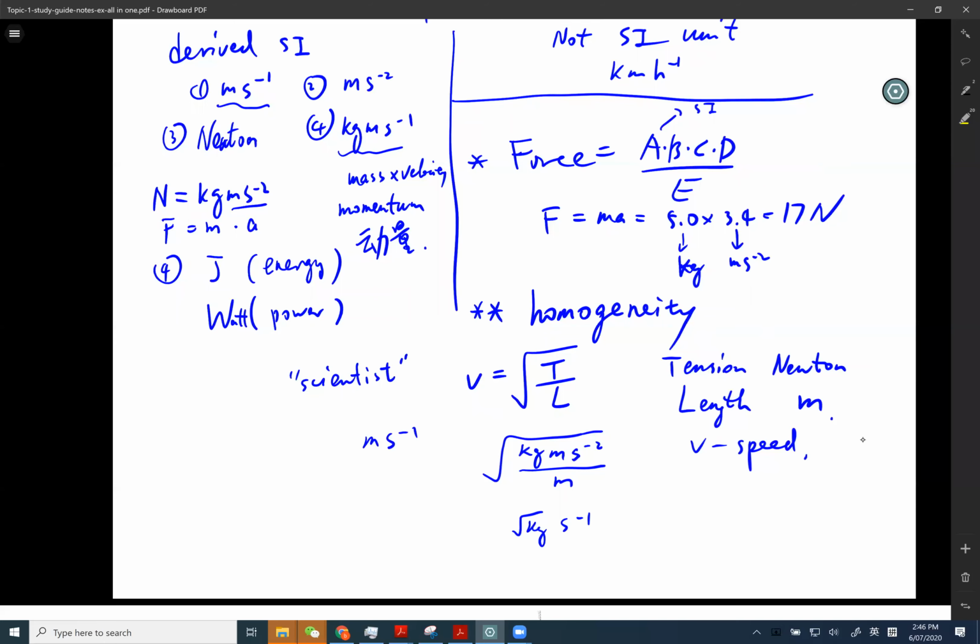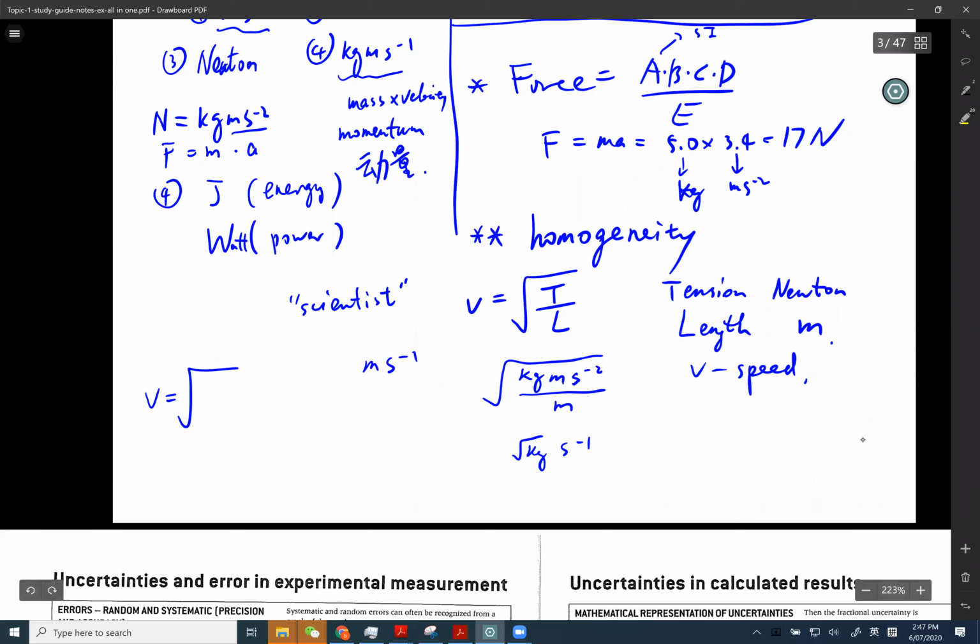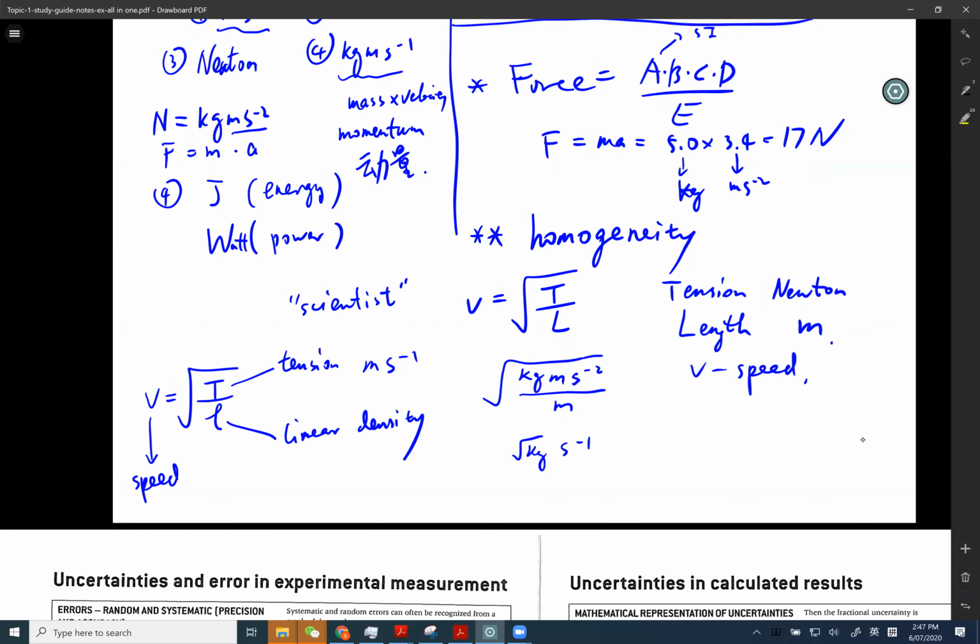Well, check the other one. V equals root T over L. V is still speed, and T is still tension, but this L is linear density. Lucas, what's density? Density is kg per meter cubed. What's linear density? It's not in the syllabus. It's kg per meter. Like 1 meter of cable, how many kg?